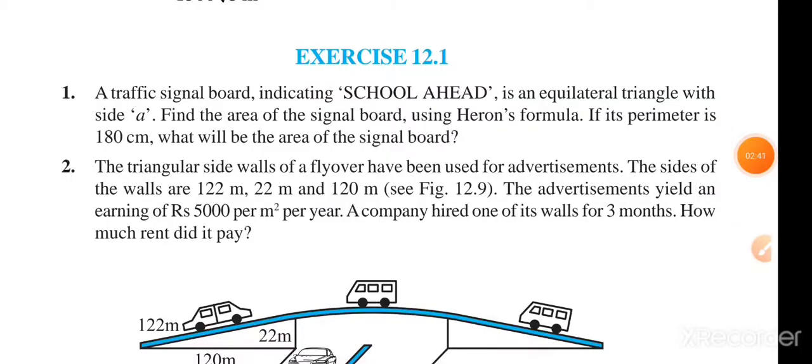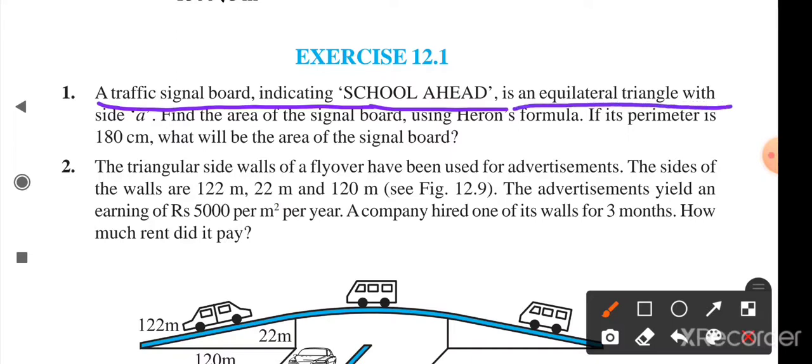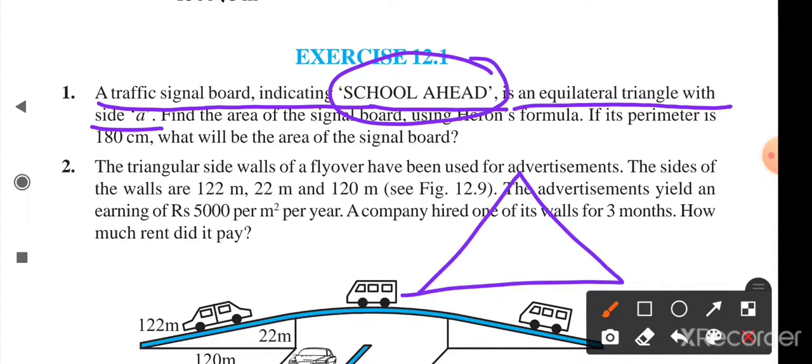Now see the exercise 12.1. I am going to read question number 1. You can see that in question number 1, a traffic signal board indicates the school ahead in the shape of an equilateral triangle with side A. That means a board on which we have written school ahead, in the shape of a triangle. It is an equilateral triangle, that means all sides are equal, and these are given as A, A and A. Find the area of the signal board using Heron's formula.